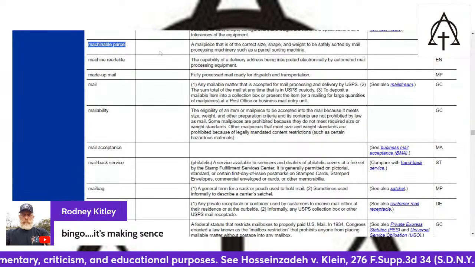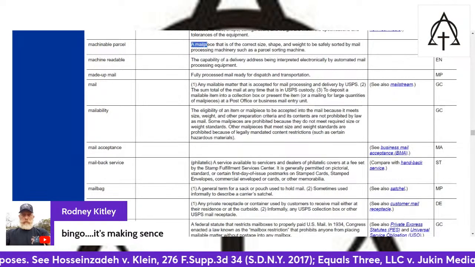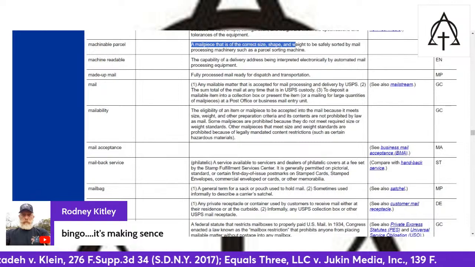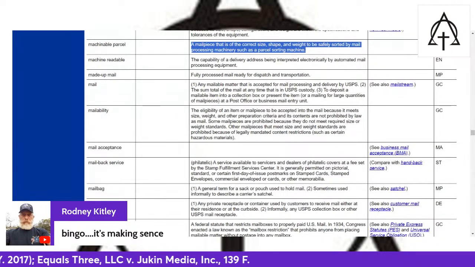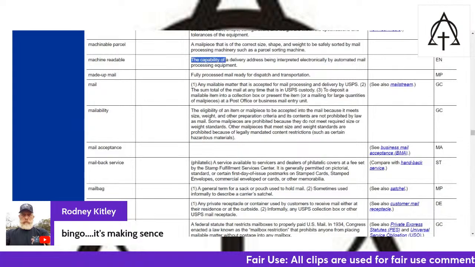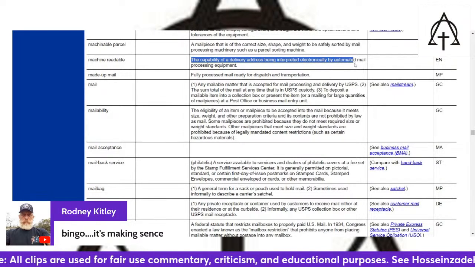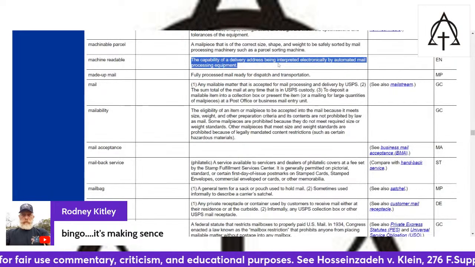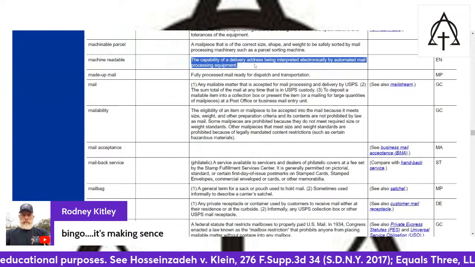Machinable parcel goes to those manifold dispatch, the trifold manifold dispatch, a mail piece that is of correct size, shape, and weight to be safely sorted by mail processing machinery, such as a parcel sorting machine. Machine readable, the capability of a delivery address being interpreted electronically by automated mail processing equipment. They've got machines that know how to read the handwriting of the addresses.